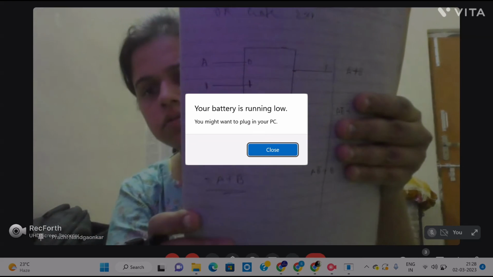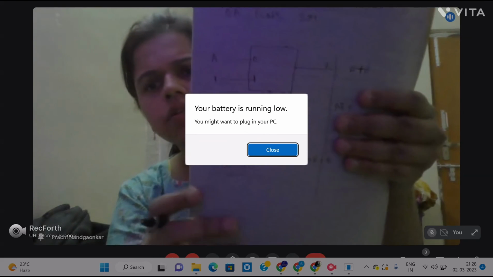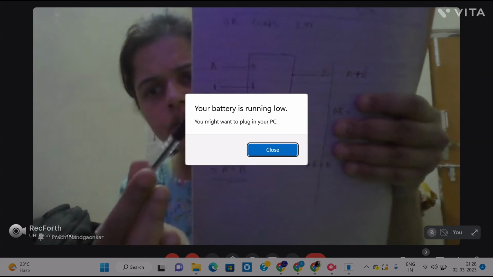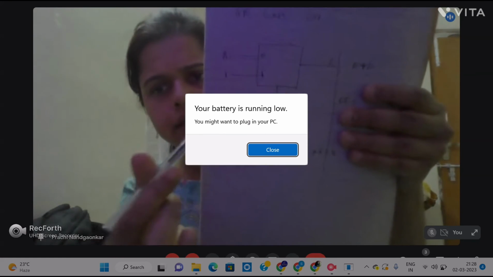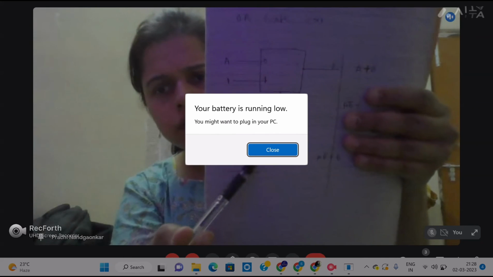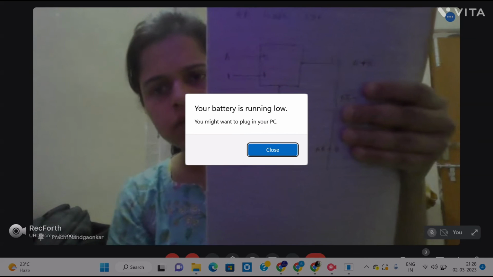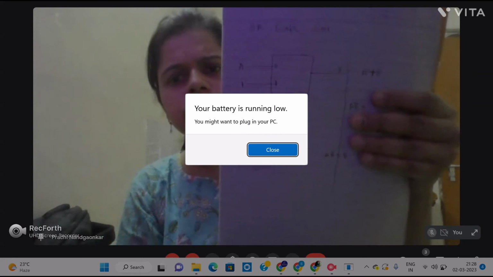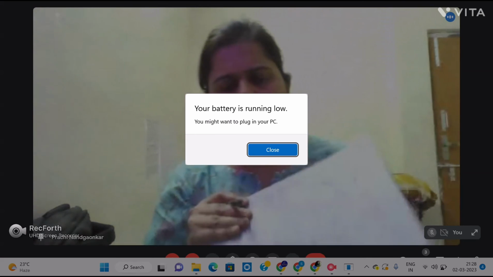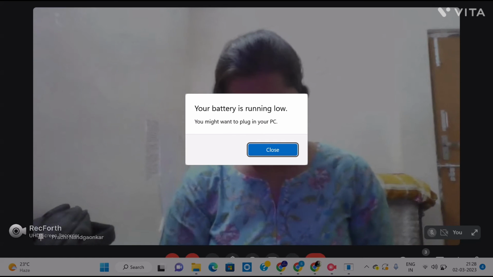Sir, is it visible? Bring it closer. Sorry. Would you explain this once? Yes, sir. In the first, B plus B bar. Okay. A and B bar. So A B bar plus the second input is 1. So it is B. So A B bar plus B is A plus B. Okay. Good.